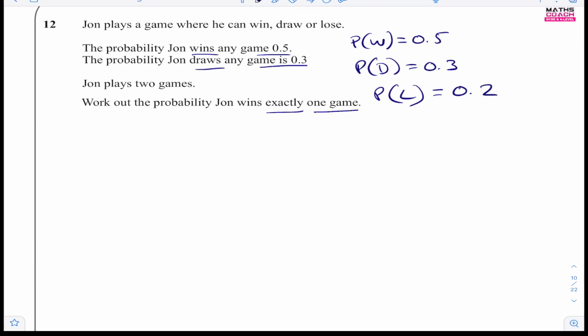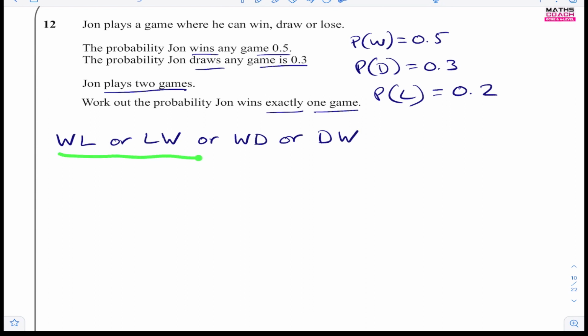Now the probability, if he plays 2 games, he wins exactly 1, it's going to be he wins the first one and he loses the second one. Or he loses the first one and he wins the second one. Or he could be drawing. So he could win the first one but draw the second one. That means he's won exactly 1 game. Or he could draw the first one and win the second one. And these are all our combinations that show exactly 1 win.